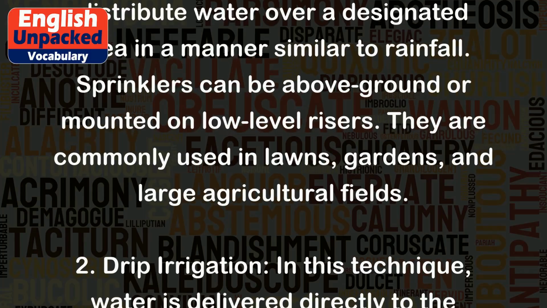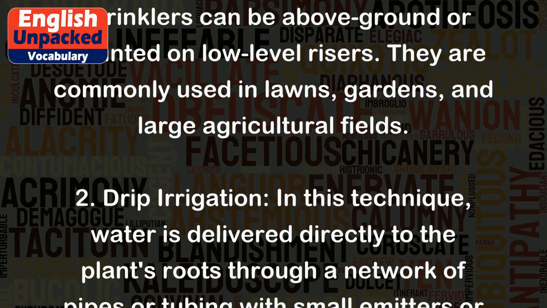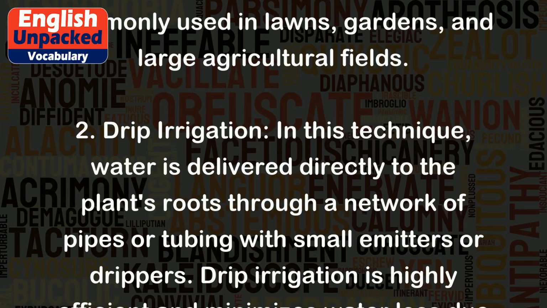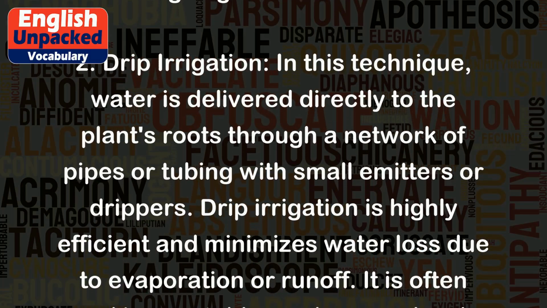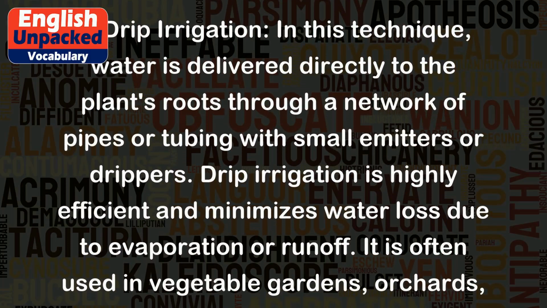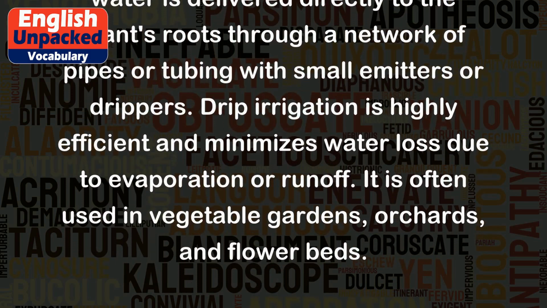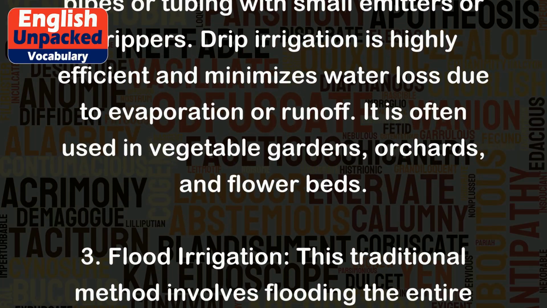2. Drip irrigation. In this technique, water is delivered directly to the plant's roots through a network of pipes or tubing with small emitters or drippers. Drip irrigation is highly efficient and minimizes water loss due to evaporation or runoff. It is often used in vegetable gardens, orchards, and flower beds.